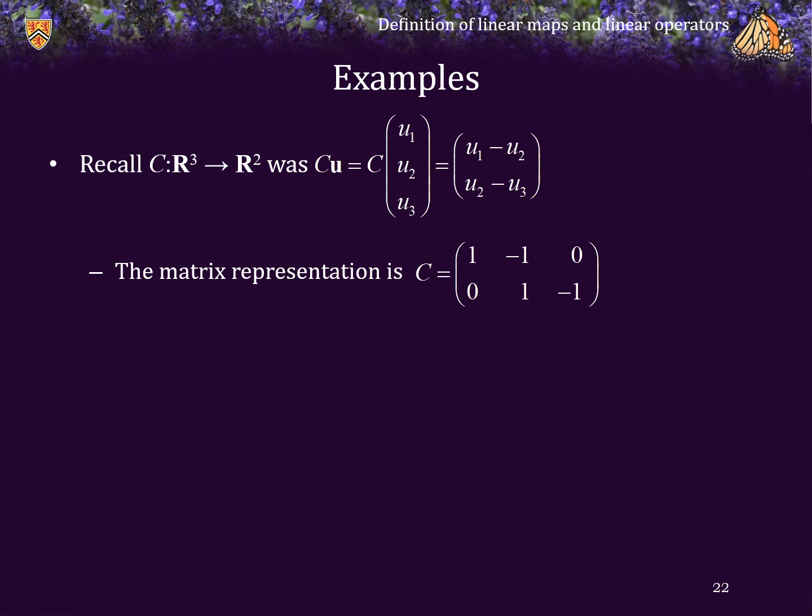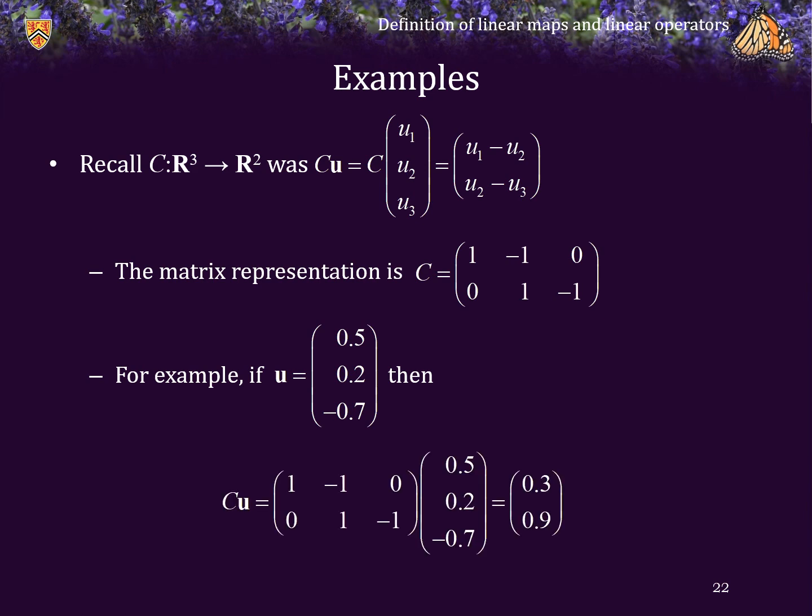u2 has a negative 1 coefficient in the first entry and a positive 1 entry in the second one, so the second column becomes negative 1, 1. And finally, from the third, we can deduce that the third column should be 0, negative 1. Taking a vector such as (0.5, 0.2, negative 0.7) in the domain, if we want to find the vector in the range, or codomain, we will multiply C by that vector u.